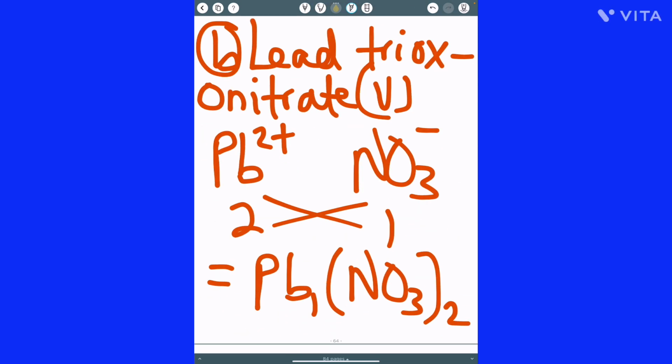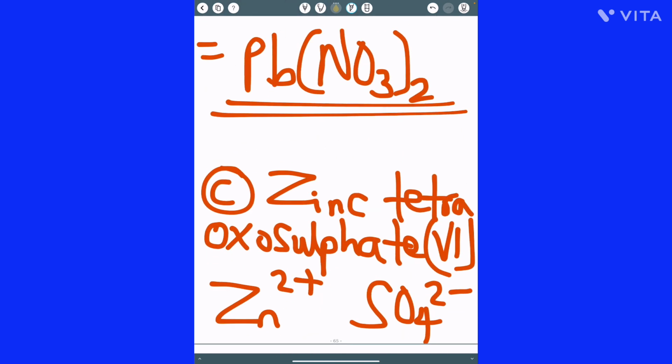11B is lead trioxonitrate(V). Lead is Pb2+. The trioxonitrate(V) anion is NO3-. So 1 and 2. I'll swap valencies. Pb1 (NO3)2. That gives me Pb(NO3)2. I don't need to write the one.